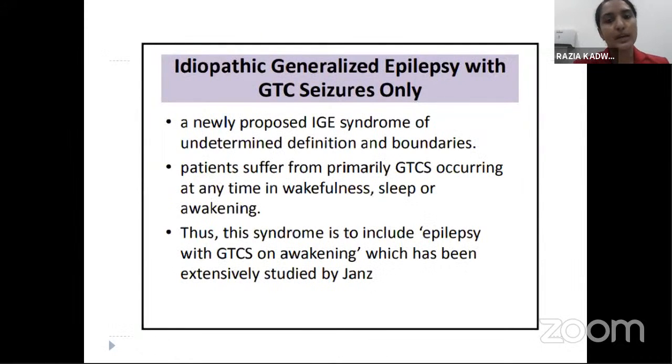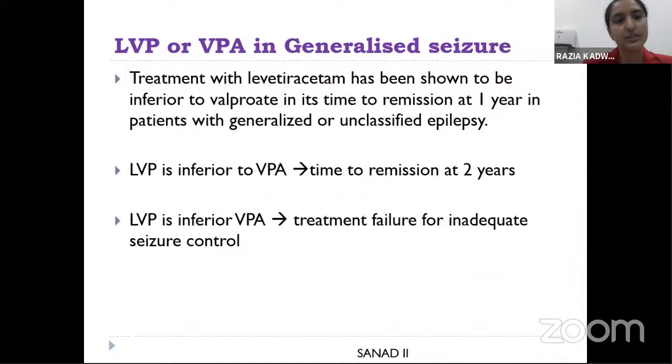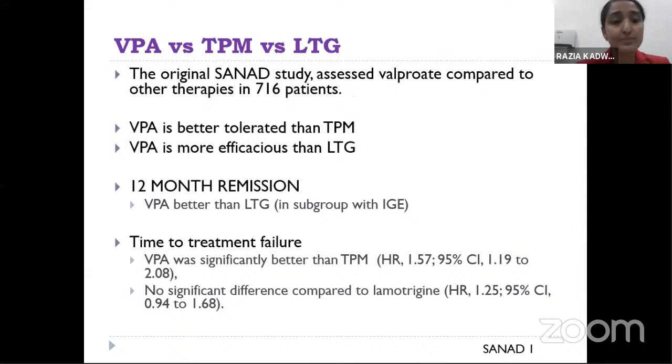So that's all about absence epilepsy and the common generalized epilepsy with absence. The next common type of generalized seizure is generalized epilepsy with predominant generalized tonic-clonic seizures. So in these patients, if you want to choose the drug, the first line medications are either levetiracetam or valproate. If you compare levetiracetam and valproate, valproate is superior to levetiracetam in terms of time to remission as well as good seizure control. Valproate is also better than topiramate and lamotrigine.